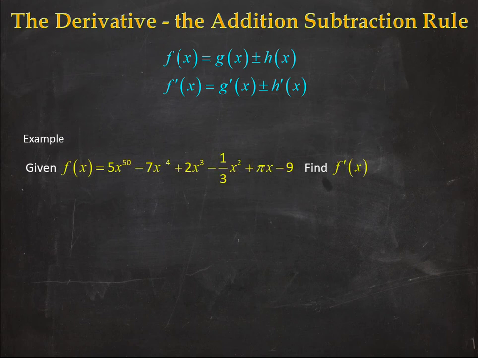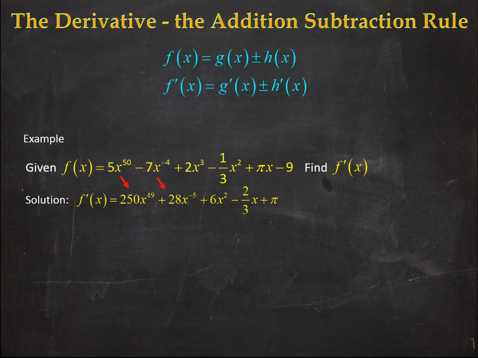Here's an example that would have taken us about a week to do using the limit definitions, but we've got a lot of shortcuts. And if we apply those shortcuts to this multiple term function of addition and subtraction, all we have to do is the derivative of each term. That is, for example, the derivative of 5x to the 50 is 250x to the 49. The derivative of subtract 7x to the minus 4 is simply plus now 28x to the minus 5, because minus 4 times the minus in front of the 7, negative times negative, is positive. So I'm just applying all my little rules to the derivatives.